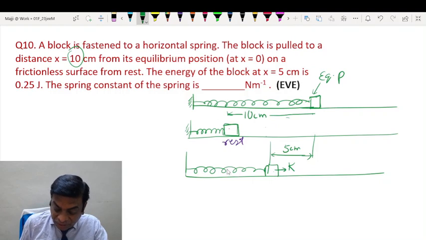Whereas here, the spring is not fully relaxed, so a part of the energy will be there in the spring in the form of elastic potential energy. And also the block is in motion, so there will be certain energy in this. So now what we can do is find the total energy. Total energy, I'll take it as E, is simply half K into 10 centimeters square. This is the total energy.